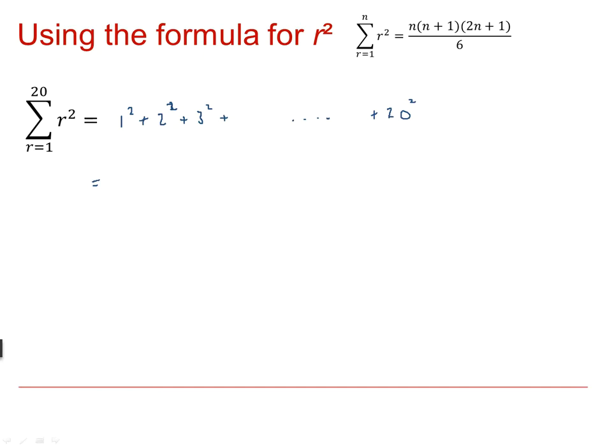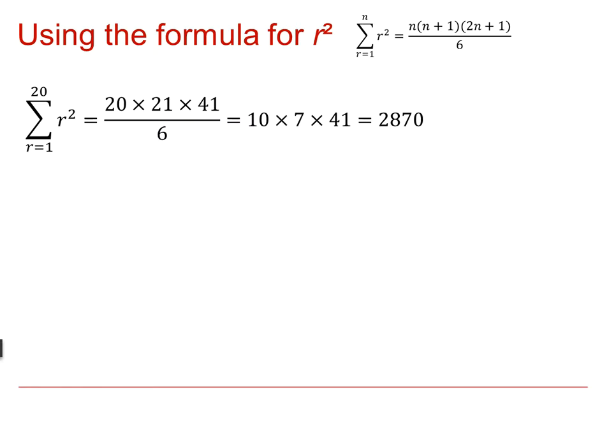where n here is equal to 20. So here we get 20 multiplied by 21 multiplied by 2 times 20 plus 1, so that's 41, and everything divided by 6. And if you calculate that, you get a value of 2,870.